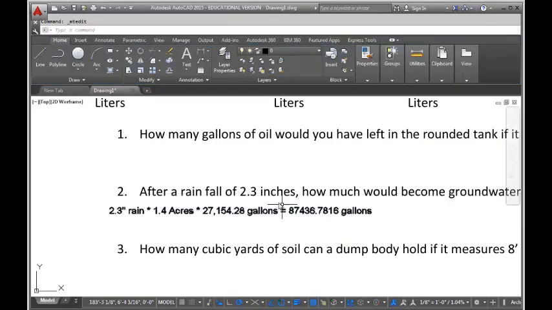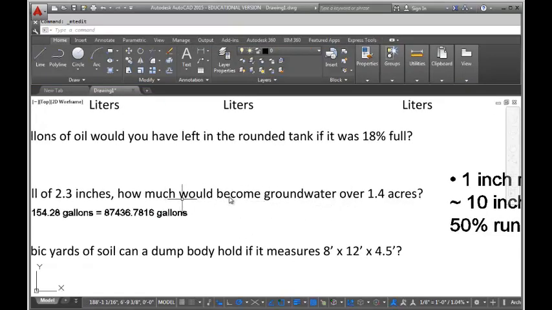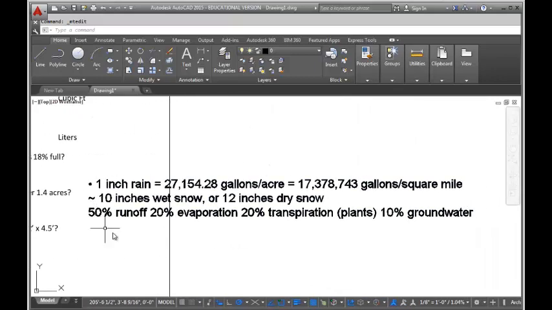All right, so that's our answer for the top part. But this is asking now, well, out of that, how much of that would become groundwater? And if we take a look at the rest of the equation, it gives you percentages of that amount of rain. 50% is runoff, 20% is evaporation, 20% is transpiration, which is what plants absorb, and then 10% becomes groundwater.